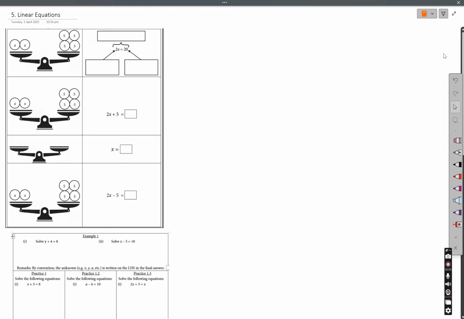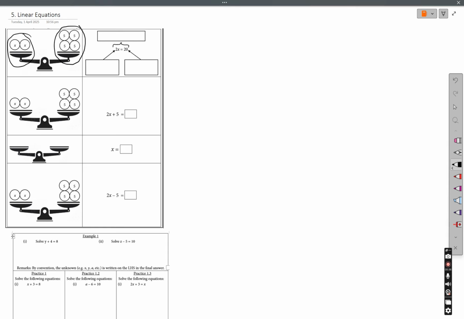Okay, let us recap the first part that we went through yesterday before we move on to the second page. So recall that I talked about equations as being like a scale, this weighing balance. Whatever you have on the left hand side must be equal to whatever you have on the right hand side. Then it will be balanced.